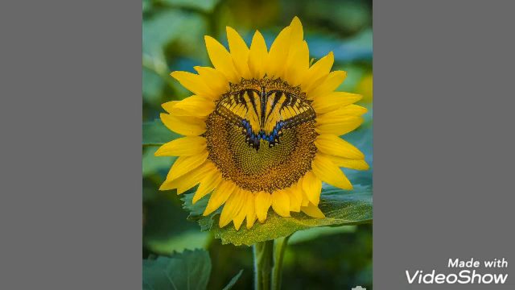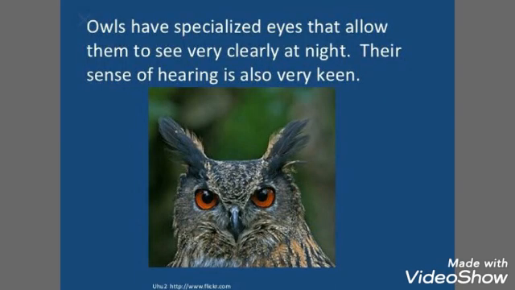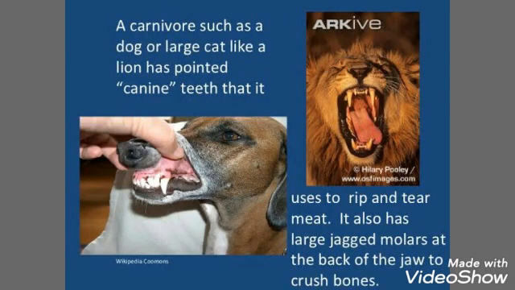Here, the chameleon is able to hide itself in the color of a flower. The tiger butterfly is able to hide in the sunflower. Owls have a specialized eye that allows them to see very clearly at night. Their sense of hearing is also very keen.